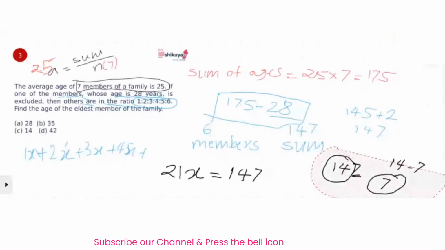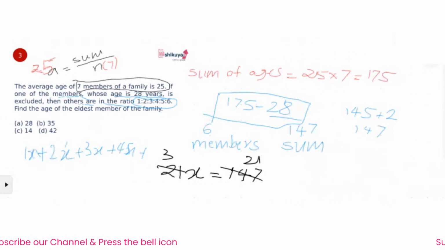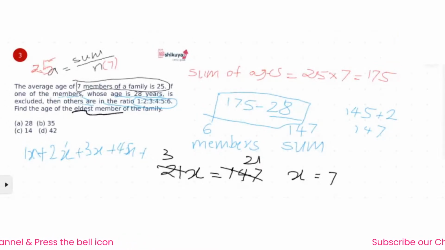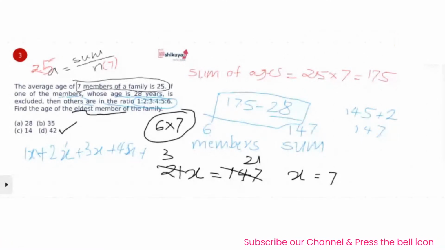That means instead of wasting time, I will reduce and I will find the value of x. The x is 3 and maybe 21. So the value of x is 7. And finally, we have been asked to find out the age of the eldest member. The eldest member is 6 into 7, that is 42, which is option B. So the answer for the third question is 42, and it's very simple.